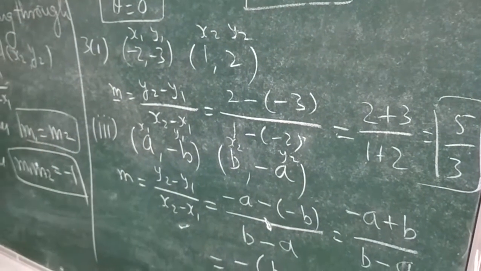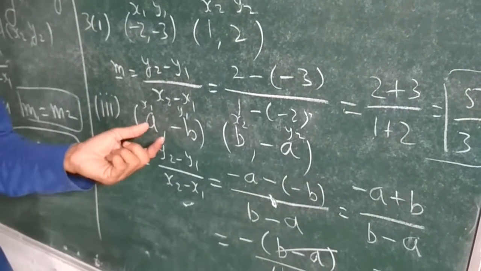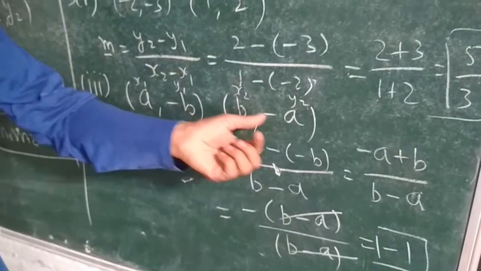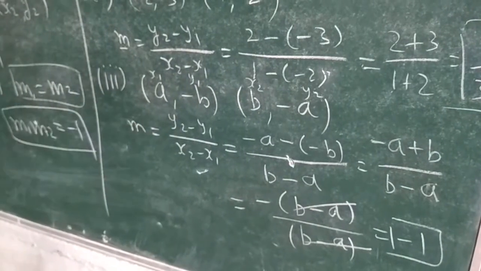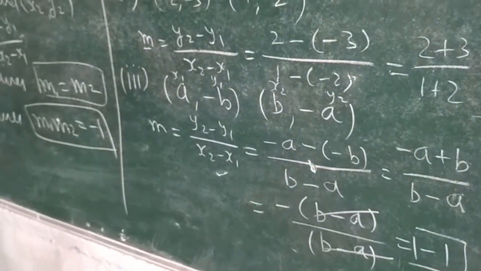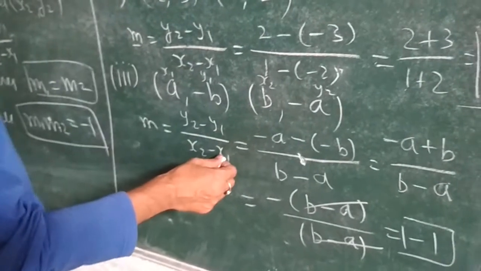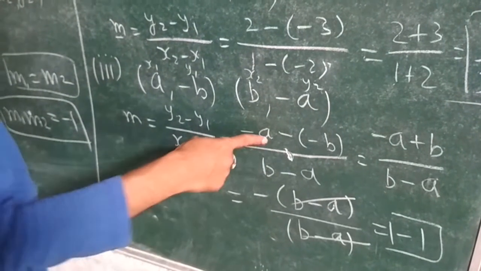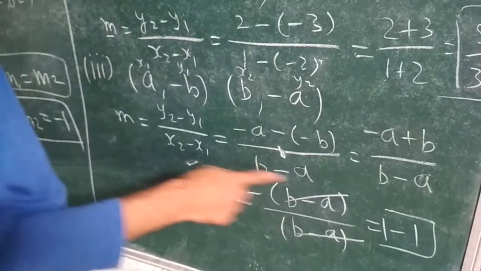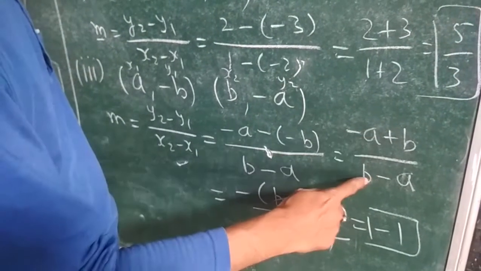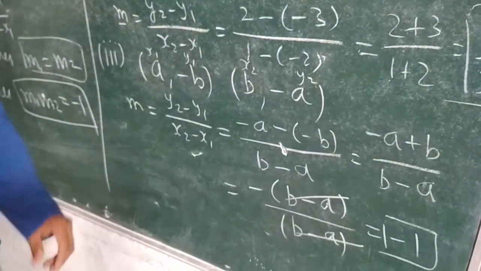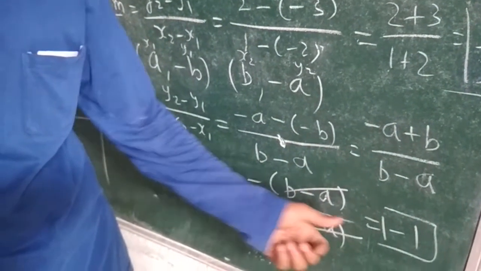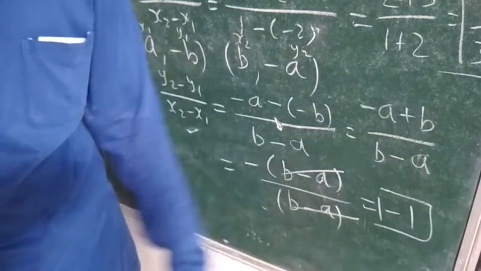In the same way, I tell you the third part. x1, y1: here you are given a comma minus b, and the second point is b comma minus a. So we can find the slope, y2 minus y1 upon x2 minus x1. On putting the values of x1, y1, x2, y2, we get this step: minus a minus minus b upon b minus a, which is equal to minus a plus b upon b minus a. On taking minus 1 common, we get b minus a upon b minus a. Both terms are the same, so you can cancel them. Only minus 1 is the answer.